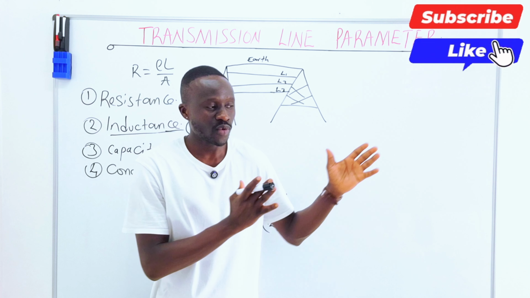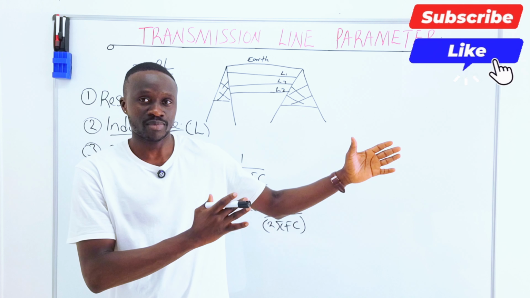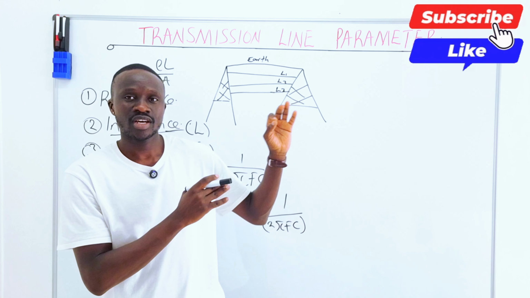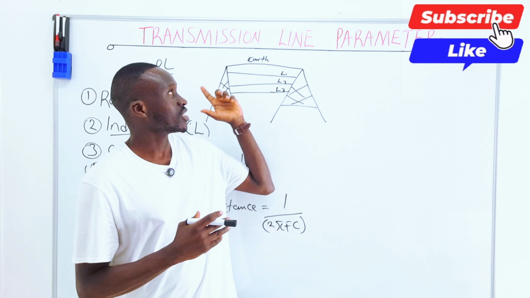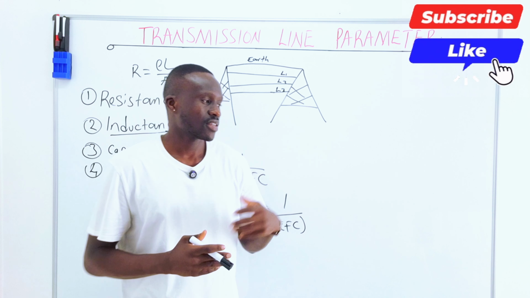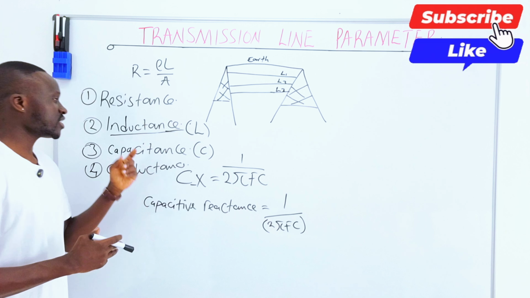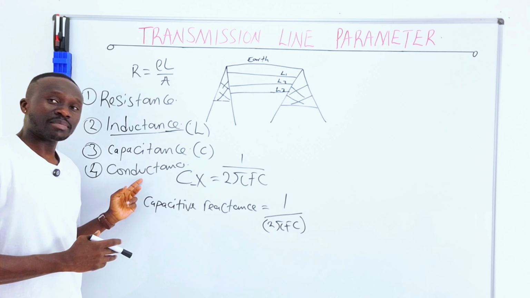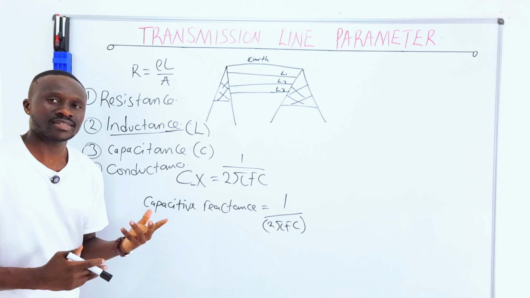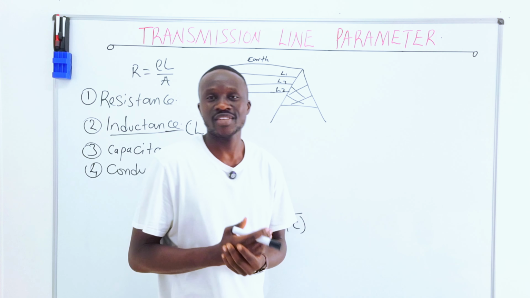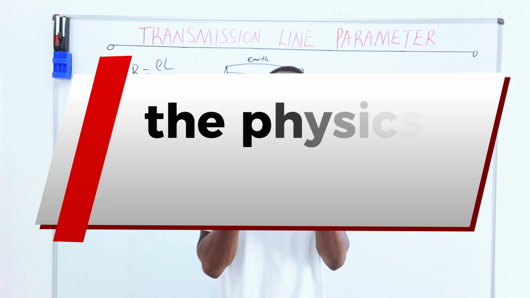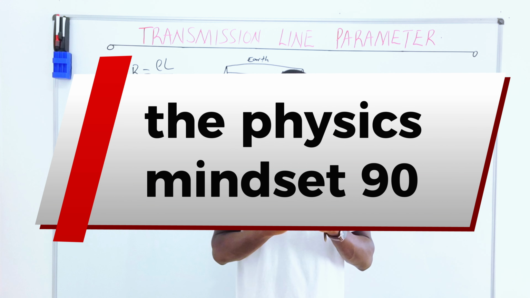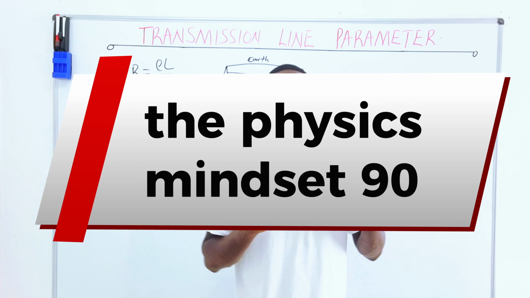We are soon finishing the transmission topics. Now we have studied the transmission line parameters, and these are resistance, inductance, and capacitance. Though some others can also learn about the conductance. See you in the next video about the transmission chapters. Soon we are finishing them and we go on to distribution.